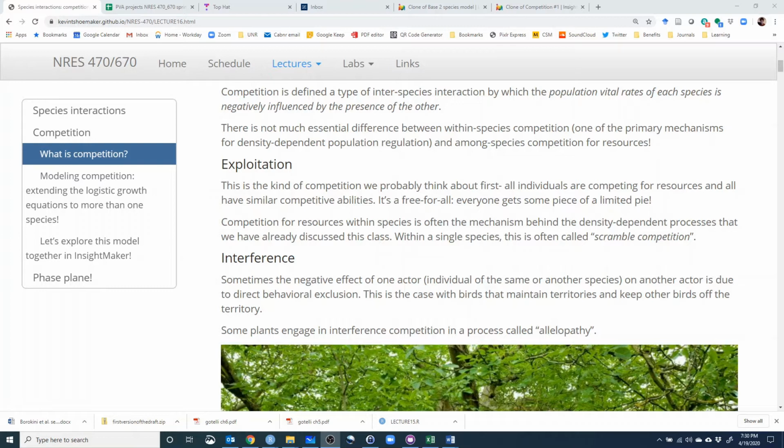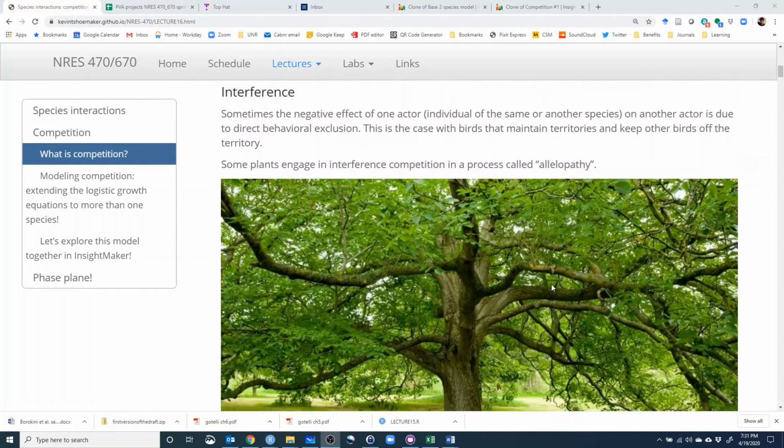Birds do this by maintaining territories. A lot of species are able to maintain territories and they keep individuals of their own species off their territory, but they also keep any potential competitors away as well. Some plants engage in among species interference competition.